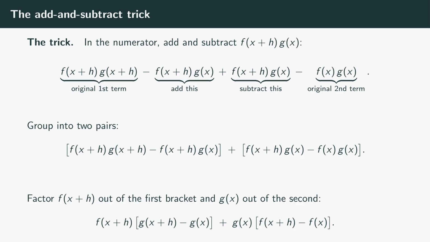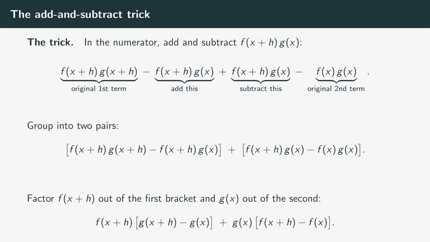The 2 share a common factor of f at x plus h, which you can pull out, leaving f at x plus h, multiplying the quantity g at x plus h minus g at x. The second pair is f at x plus h times g at x minus f at x times g at x. Now g at x is the common factor. Pull it out, and you're left with g at x, multiplying f at x plus h minus f at x.